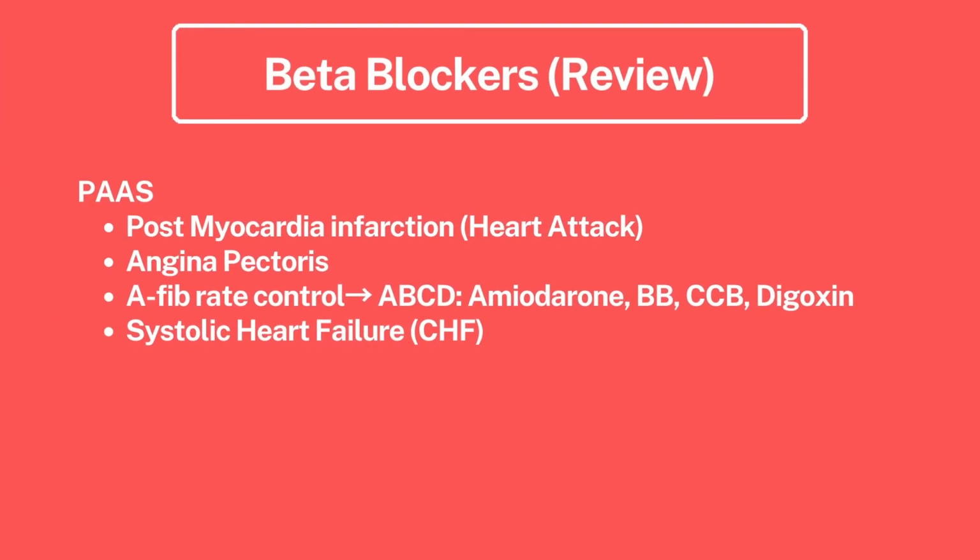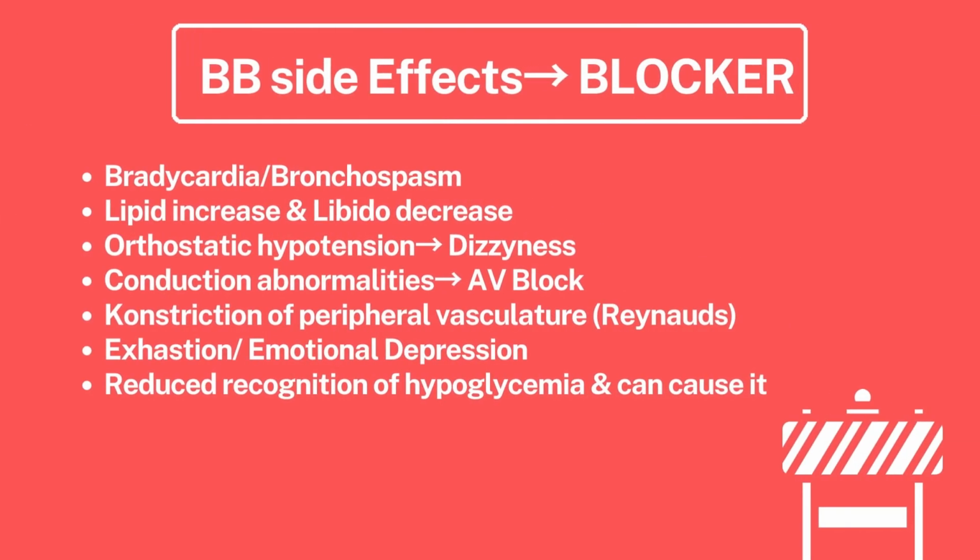So we'll be seeing beta blockers throughout this course, so it's important to know beta blockers' indications, and a good mnemonic for this is PASS, which is post-myocardial infarction, which is a heart attack, angina, AFib rate control, and for CHF, systolic heart failure. Beta blocker side effects could be memorized through the mnemonic of BLOCKER, get it, beta blocker.